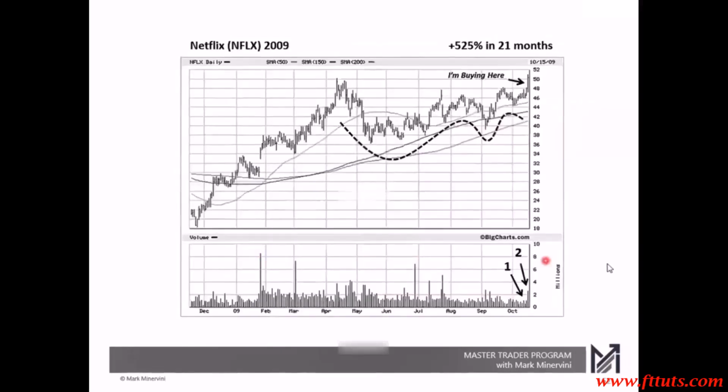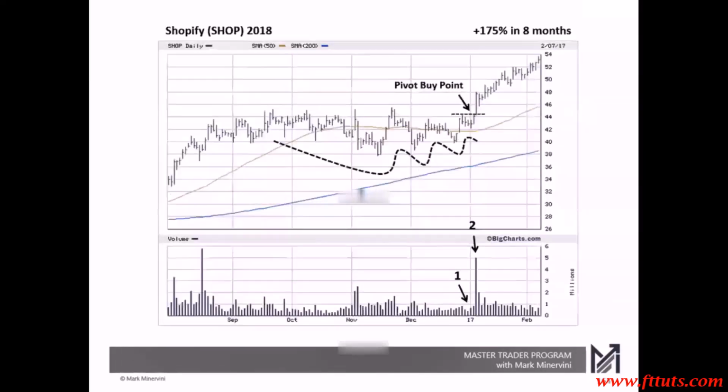Netflix, we talked about that before. Same thing, 1-2. Here's Shopify, 2018. Very similar. Contraction, contraction, coming in, getting very tight. Here's your fourth contraction, and it tightens up. Look, the volume comes way down, and then wham, look at the volume coming in. Big institutional volume coming in, breaking this out. No wonder it turned out to be a big winning stock. But in this first 8 months, it was up 175%.